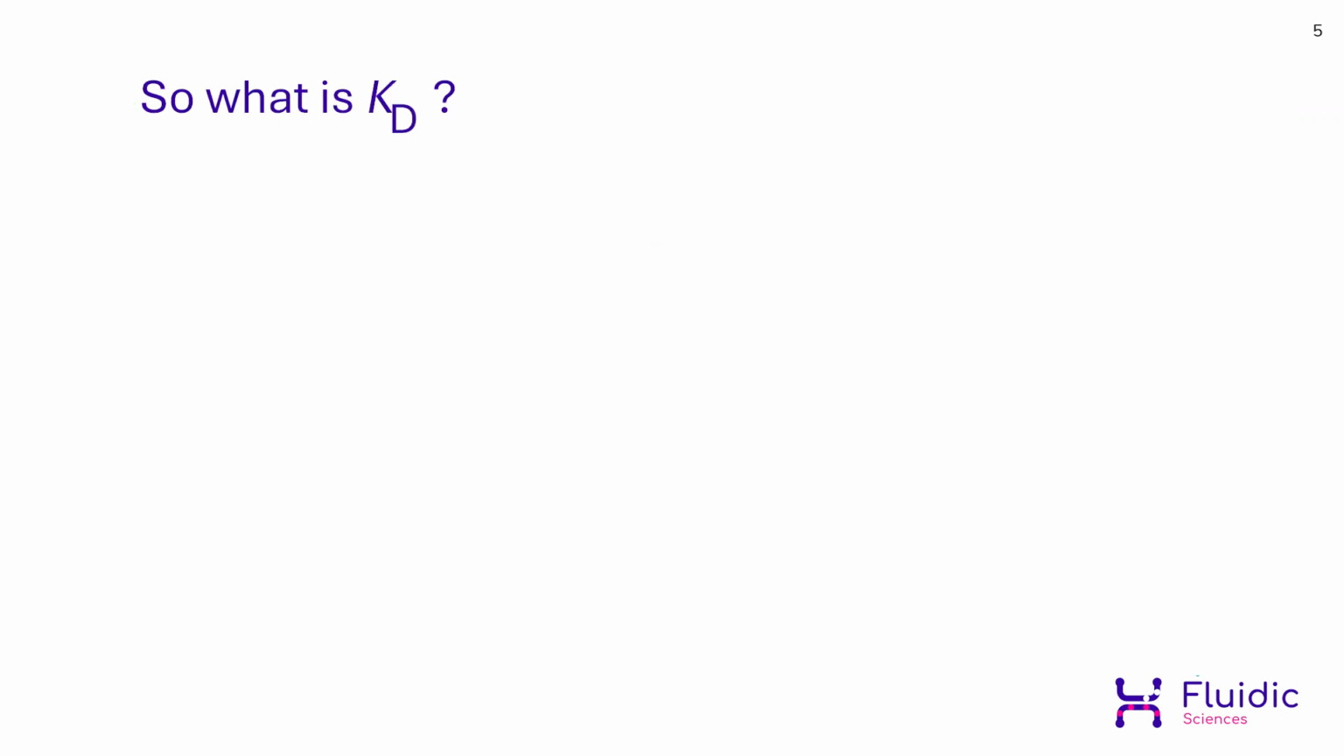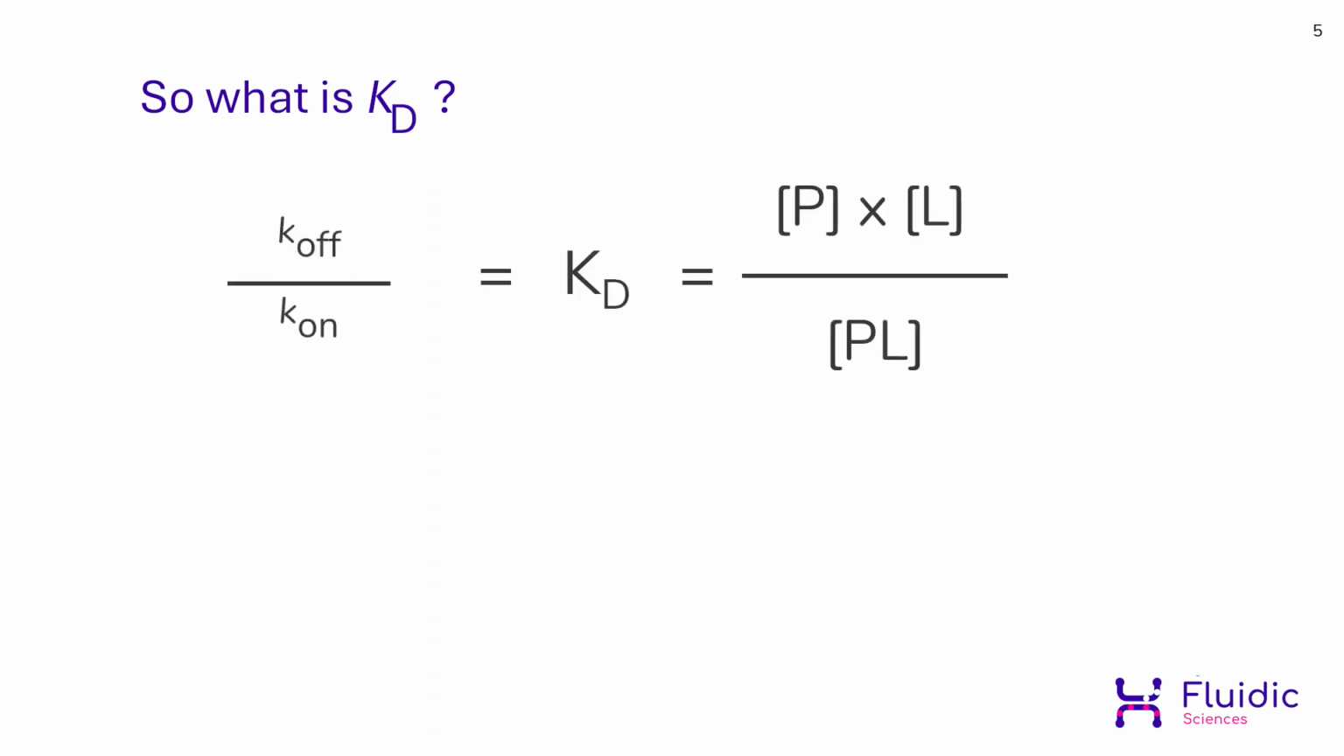KD is the dissociation constant, and is the concentration of ligand where half the ligand binding sites on the protein are occupied in the system at equilibrium. It is calculated by dividing the K(off) value by the K(on) value. It is also equal to the product of the concentrations of the ligand and protein, divided by the concentration of the protein-ligand complex once equilibrium is reached.